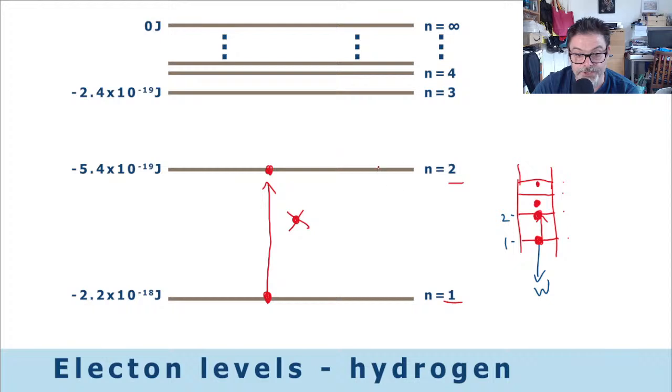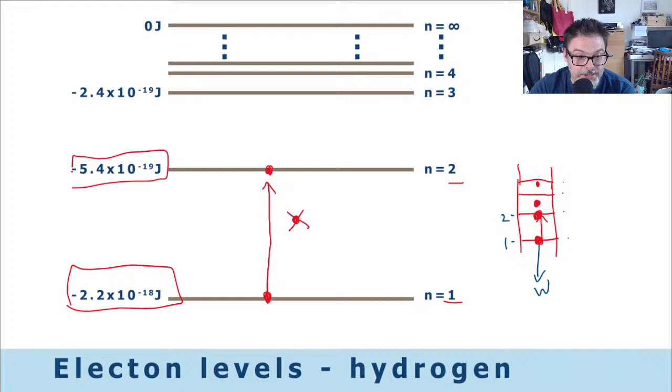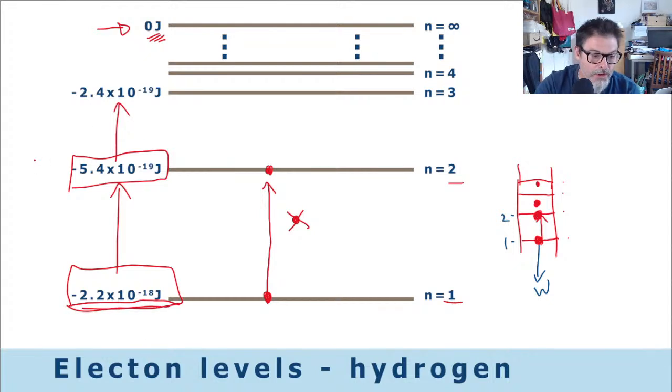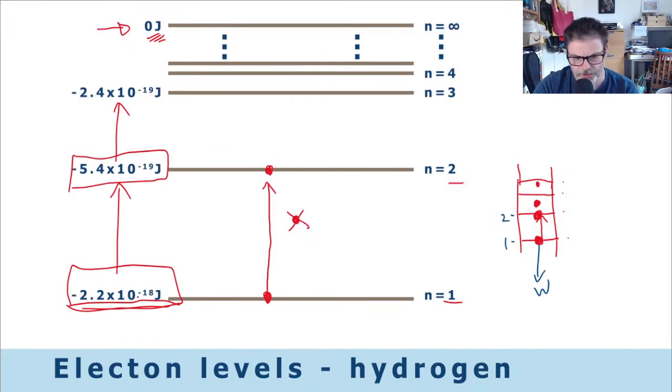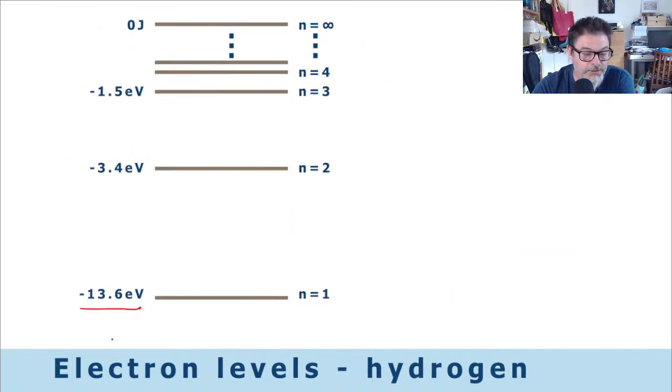Right, moving on then. These numbers, just live with the fact that they're negative for now. Notice that the infinite level is defined as being 0. Again, that's weird. And notice that these numbers are getting bigger as you go up. Now, these numbers are fine in joules. Remember, energy is always measured in joules, but they're difficult to work with. So what happens next is that these nasty numbers like 2.2 times 10 to the minus 18 are converted into electron volts.